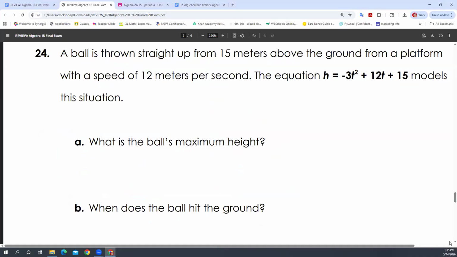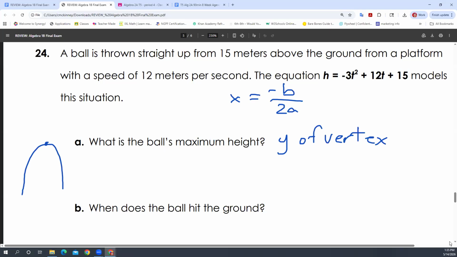All right, so here with this application problem, if we want the maximum height, that's the y of the vertex. But to find the y of the vertex, first I have to find the x of the vertex if I'm going from an equation. And in this case, when I say x, it's the same as t. So this would be negative 12 over 2 times negative 3. So negative 12 divided by negative 6. Positive 2.